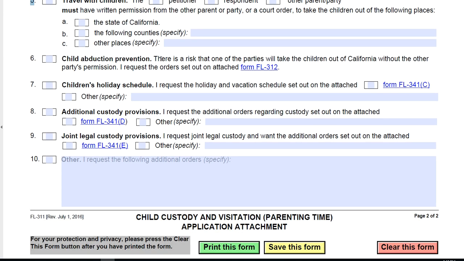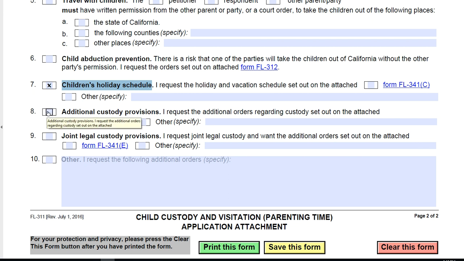Child abduction prevention is another form that there should be a tutorial for, and basically that form requires you to say some pretty specific reasons why you think that the other parent might take the child and hide, run off with the child, and some orders to prevent that. You can include a holiday schedule, which is also available online. This schedule breaks down every major holiday and gives you a place to decide who is going to have the child for each of those holidays, or whether there will be an alternating schedule.